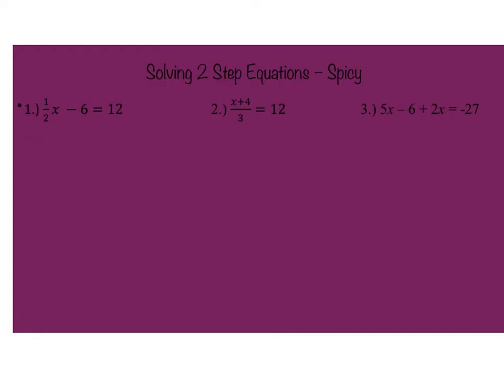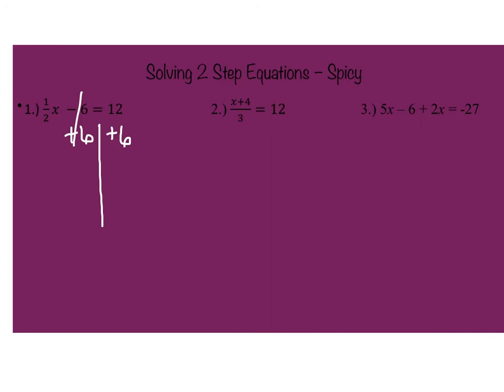All right, and our final level of solving two-step equations is our spicy. So these are the most challenging and include some different numbers. See if you can go ahead and solve number 1. All right, so the only thing that looks different with number 1 is that we have a fraction with your variable. We're still solving the same way. So since I have a minus 6, I'm going to add 6 to both sides.